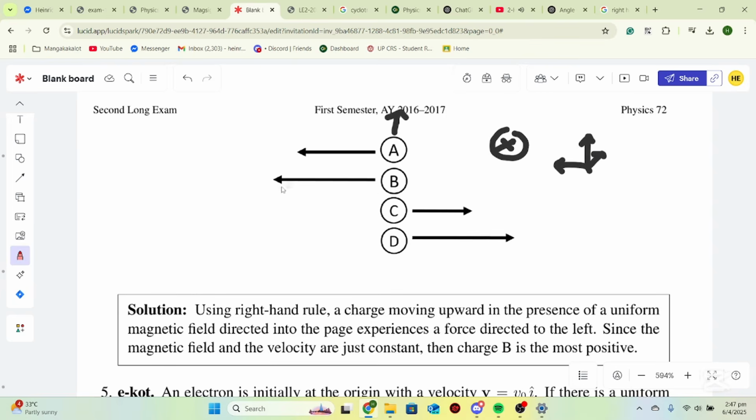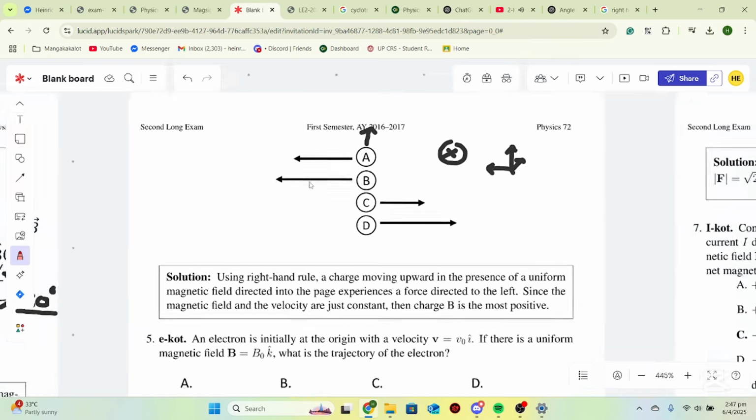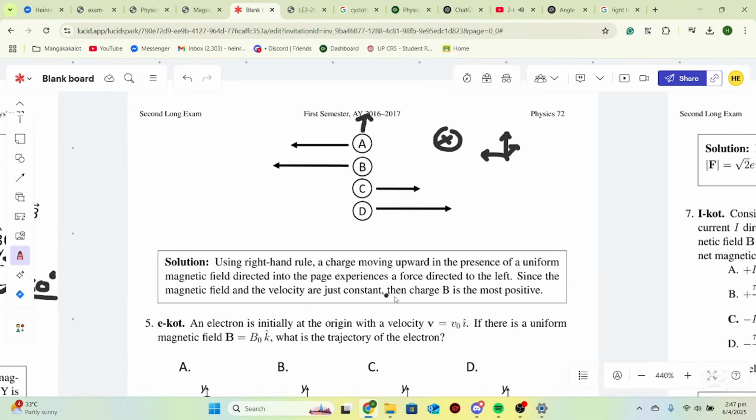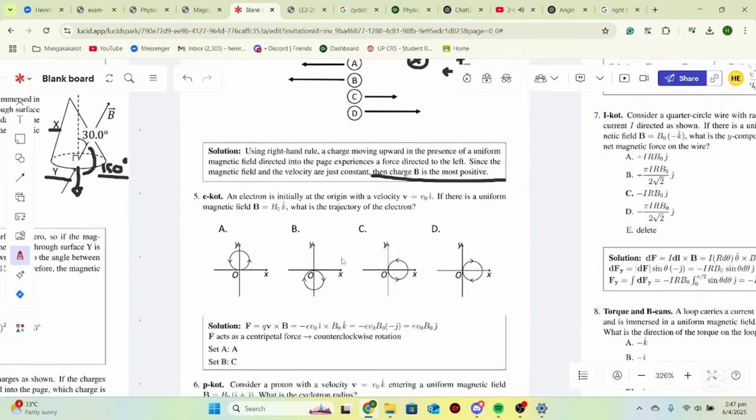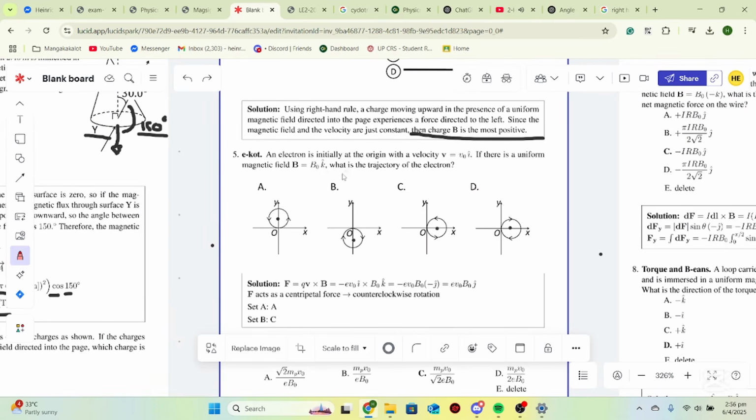B has a bigger line, so that means B is the most positive. B is most positive. All right. Next, for number five, an electron is initially at the origin at velocity v naught I.